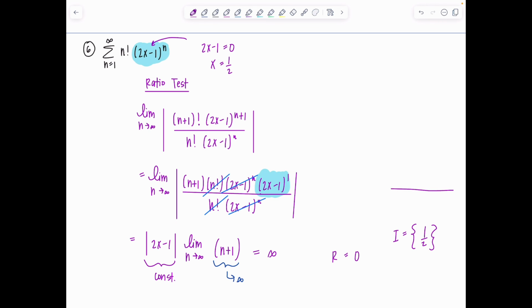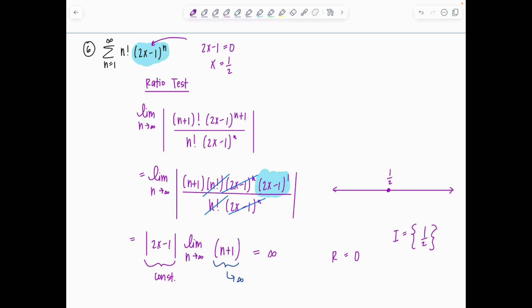So if you're looking at your number line, the only number that will make this series converge is 1/2, which is why we say the radius is 0. You can't move and have more values of x that make the series converge. This is the one and only value. And why is that the case? Because if x is 1/2, then every single term here gets multiplied by 0.